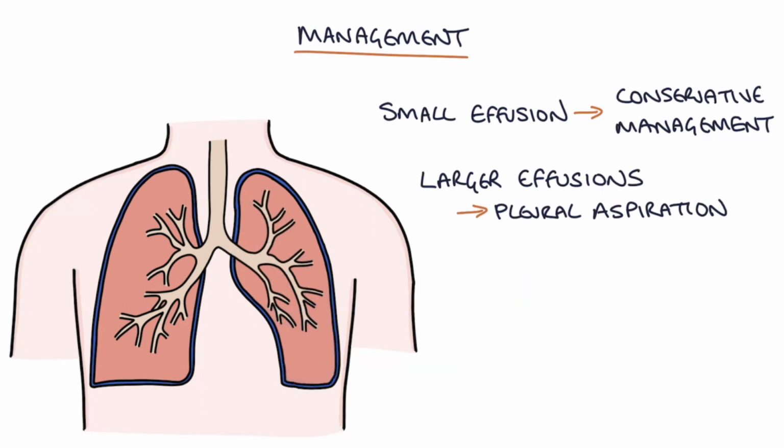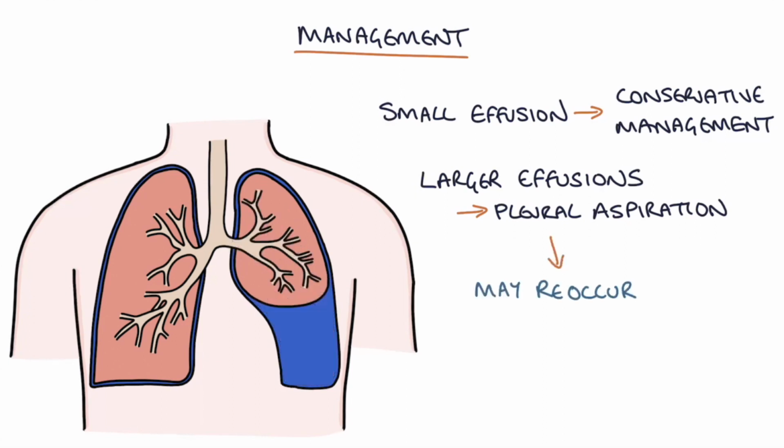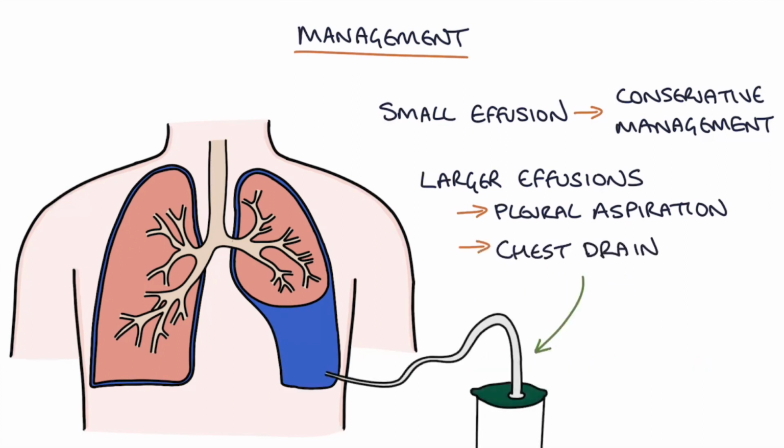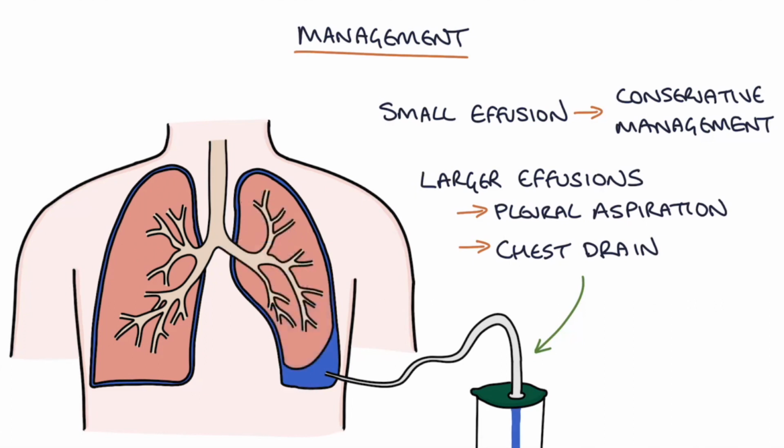And this can temporarily relieve the pressure that's caused by the effusion, but once you relieve it, the effusion may reoccur and repeated aspiration may be required, particularly if there's an ongoing underlying cause like a lung cancer. Putting a chest drain in is a useful way to drain the effusion and prevent it from reoccurring, because as more fluid enters the pleural space, it immediately drains away in the chest drain.